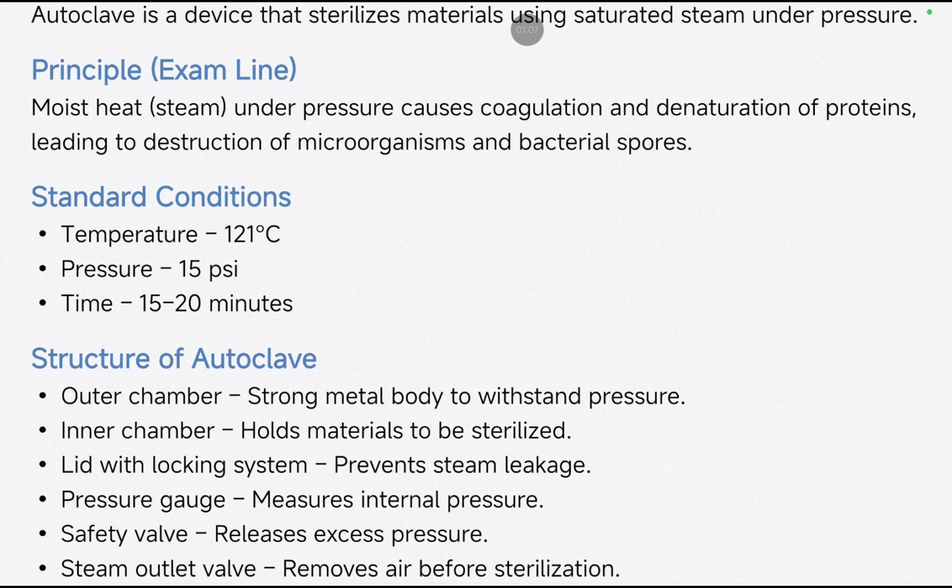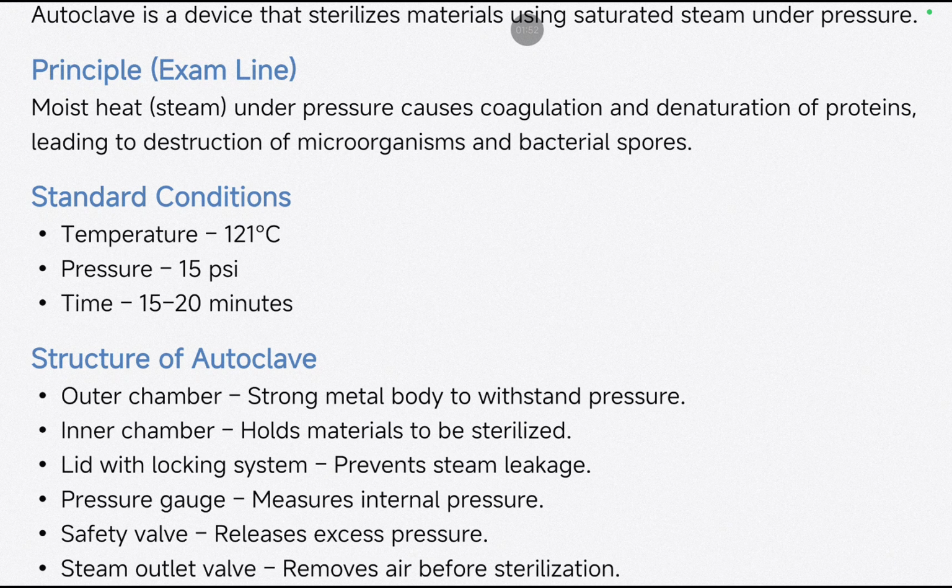Whenever you are understanding a difficult or confusing topic, one thing you should do is ask yourself questions. So here, what you need to ask is, what is moist heat? Why is moist heat different than simple heat? Because moist heat under pressure causes coagulation and denaturation of proteins. It simply breaks down the proteins of the microorganisms, which leads to their destruction. And this process is so strong that it even works on bacterial spores, whereas we all know that bacterial spores are highly resistant to any type of destruction activity.